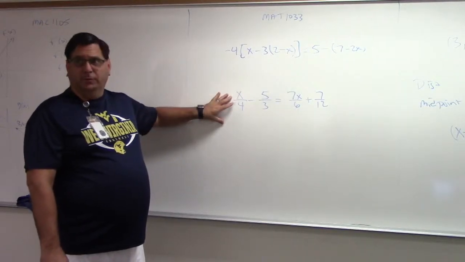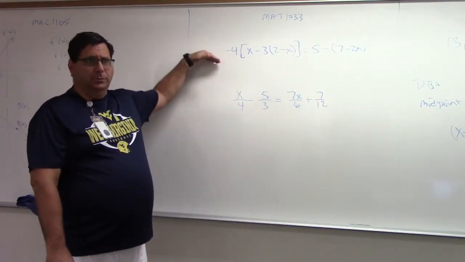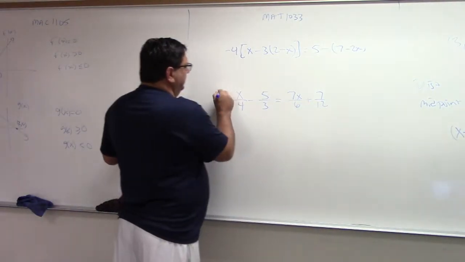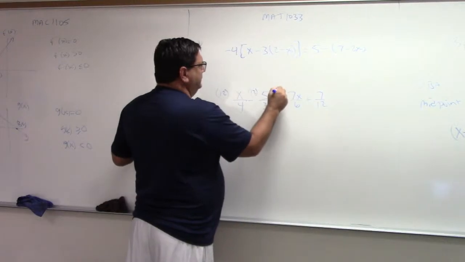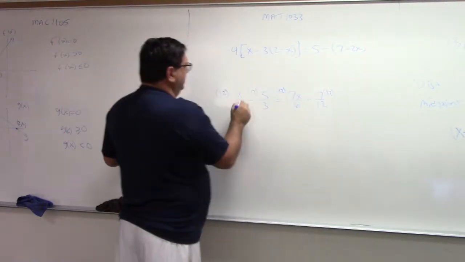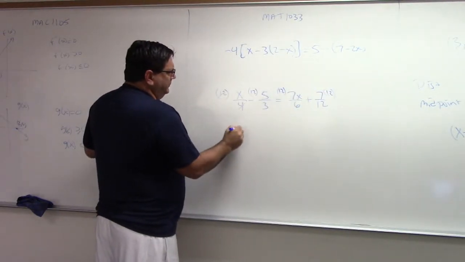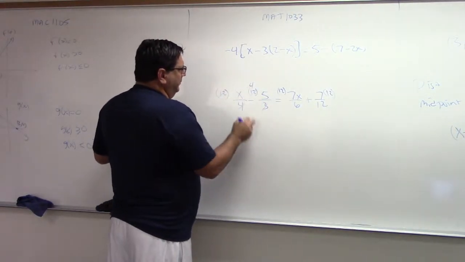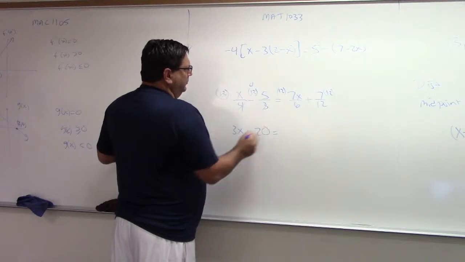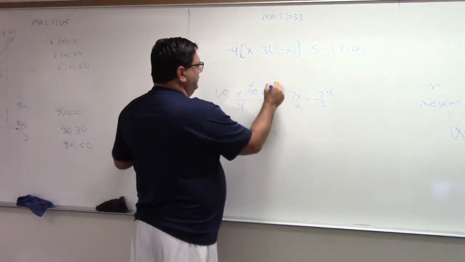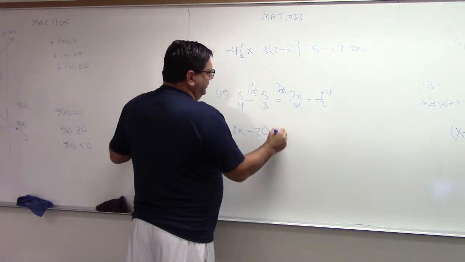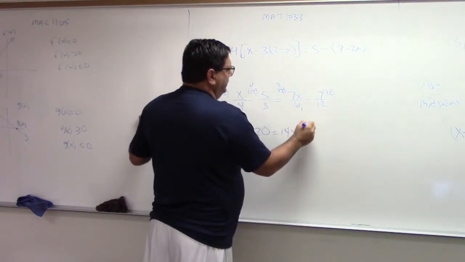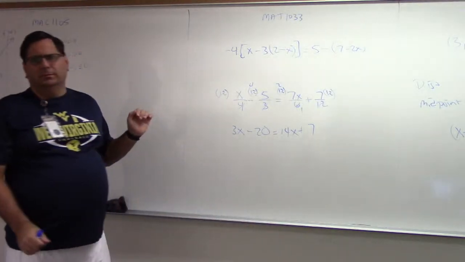All right, we're going to start here first, work down, then we'll erase it, and then we'll do the top one. Okay? Common denominator here is 12. So I'm going to multiply through by 12. 4 goes into 12 3 times. 3 times x is 3x. 3 goes into 12 4 times. 4 times 5 is 20. 6 goes into 12 2 times. 2 times 7 is 14x. 12 goes into 12 1 time. 1 times 7 is 7.